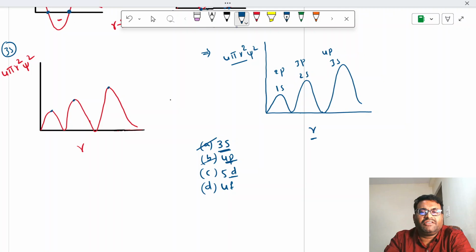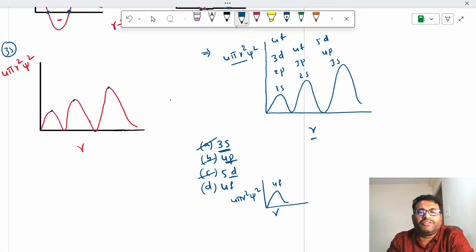5d, let us see. It starts from 3d, 4d, 5d. So for 5d also we get a similar graph. Do we get it for 4f? F starts from 4f, so you cannot have that. For 4f, 4 pi r square psi square versus r, you will get only one peak because f starts from the 4th orbit. In that way, the question can be asked.